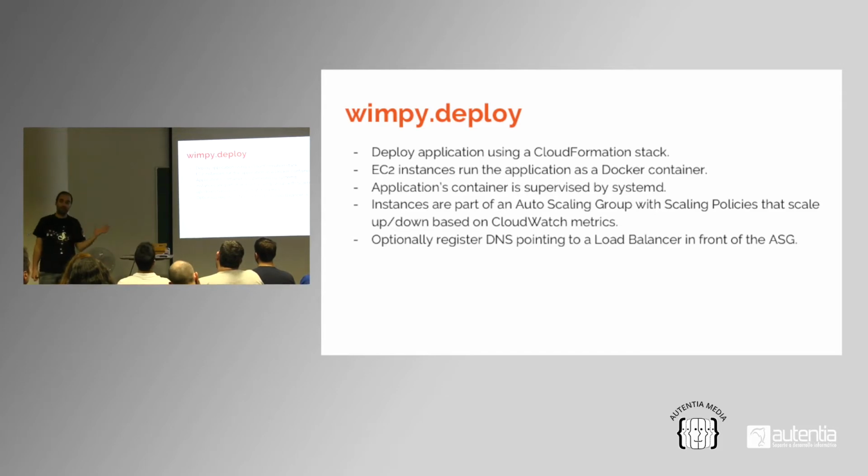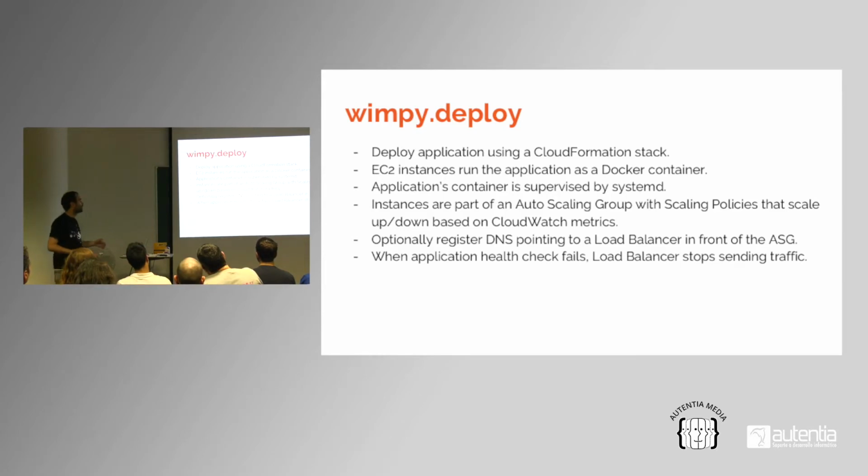Optionally, that's not required, but most of the times you want to register a new DNS, a new domain, like myapplication.armesto.net, for example. And that DNS will point to a load balancer that will balance the traffic between all your different instances. But you don't have to do that. And when your application is failing, every application has a health check that says if the application is ready to serve traffic or not. If the application is failing, the load balancer will not send traffic to the application, so users won't see the errors.